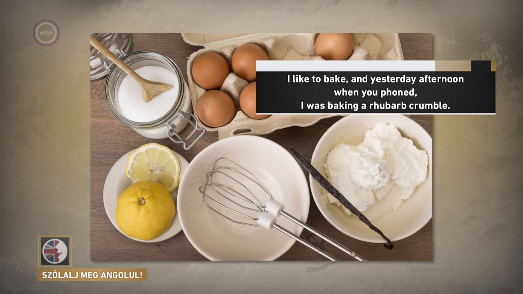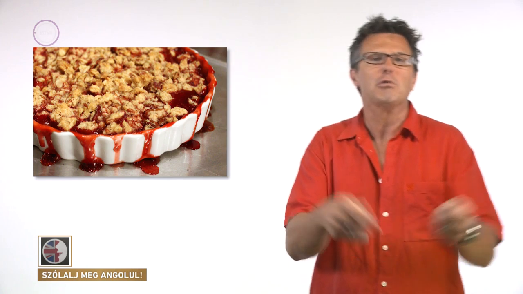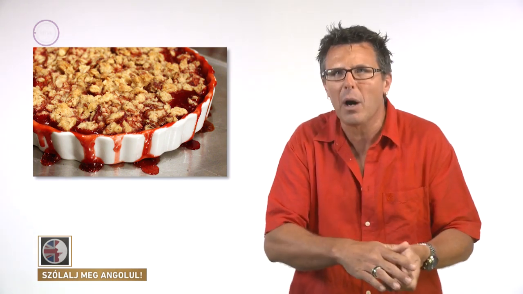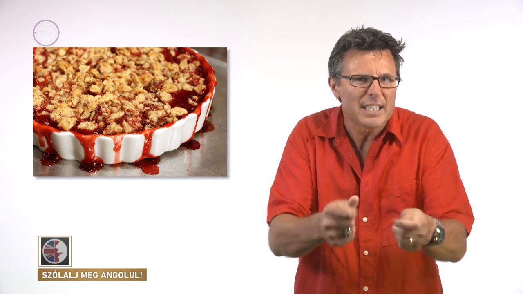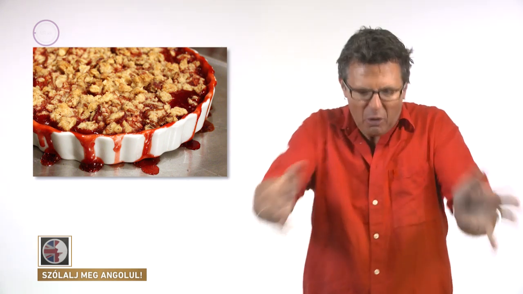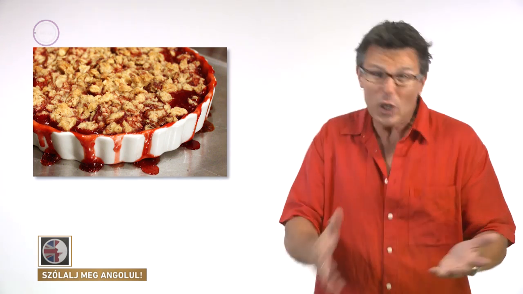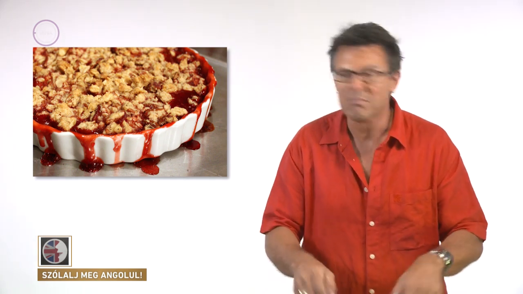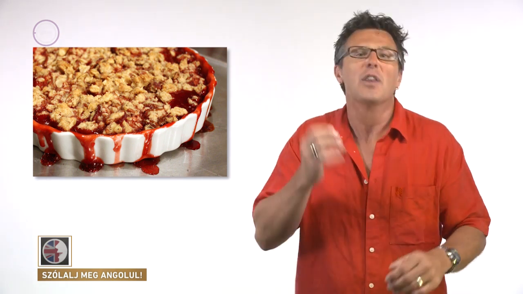So, I like to bake, and yesterday afternoon, when you phoned, I was baking a rhubarb crumble. Do you all know what a crumble is? A crumble is a sort of dessert or pudding. You put fruit into an oven-proof dish, and then you mix some flour and sugar together with some butter. You rub the three ingredients with your hands and fingers, and this is the crumble topping. You put this on top of the fruit and bake it in the oven. Then, when it's baked, the top of the dessert is hard and the fruit inside is soft. In the UK, when I was a kid, everyone made crumbles. My grandmothers made rhubarb crumbles, my mum made apple crumble, and when we had school dinners, there was always crumble.